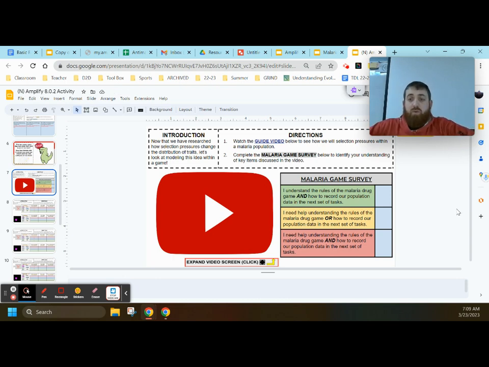And up to this point, you've been exploring selection pressures and how that's going to be affecting our malaria parasites. And today we're going to be playing a malaria game that's going to help us understand what happens inside the human body as malaria exists and encounters different drugs. The goal is to see what happens to that population as we introduce it to different drug treatments so you can begin making the best decision about what treatments you want to give your patients. So we're going to be looking at understanding the rules of this malaria game and how to record our population data in the next set of tasks.